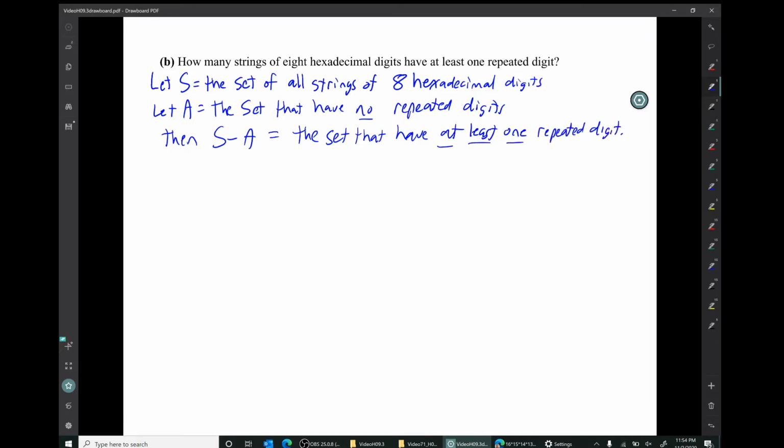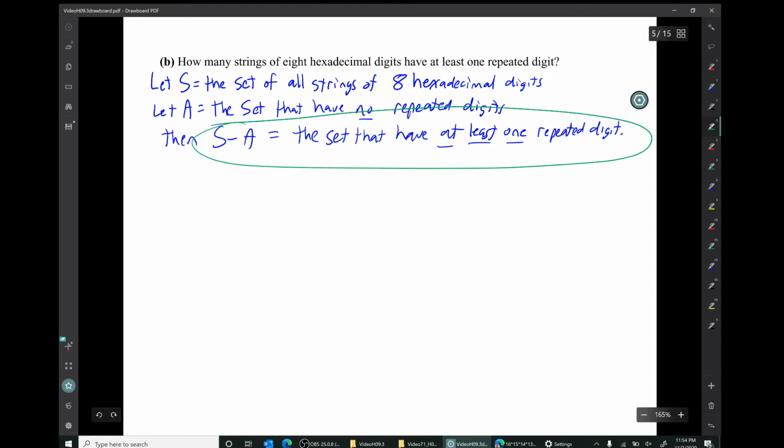So there I've introduced symbols. Set S is the set of all strings of 8 hexadecimal digits. Set A is the set that have no repeated digits. And then the set S minus A would be the set that have at least one repeated digit. So this is what we want to count. We're interested in that set. So the number of elements in that set we're going to compute using the subtraction rule, the difference rule.